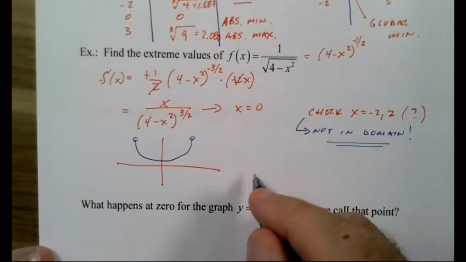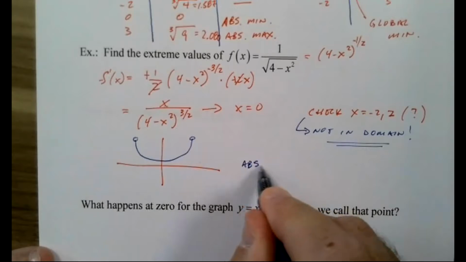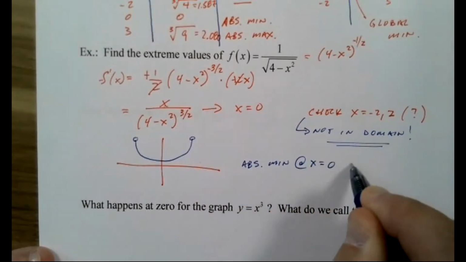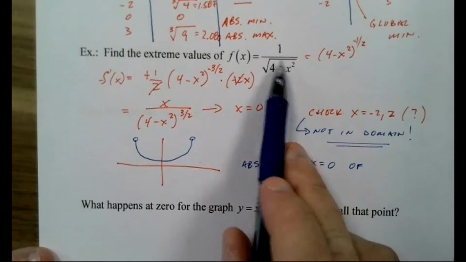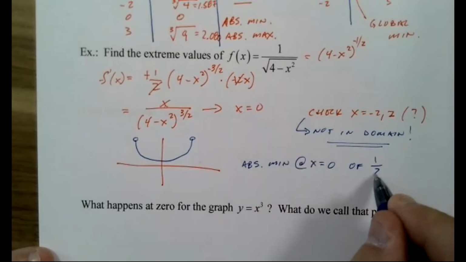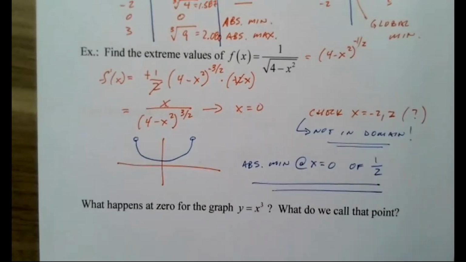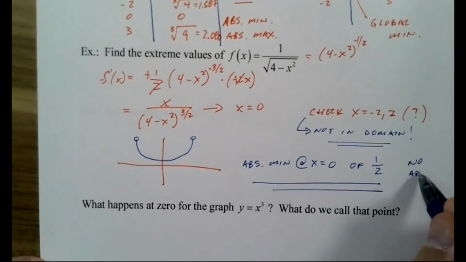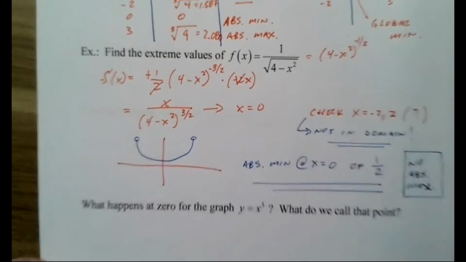So we end up just saying we have an absolute min at x equals 0, of plug in 0, 1 over the square root of 4, which is 1/2. Important, important, important, get that. And then, oh yeah, by the way, there's no absolute max. Why does that bother people?